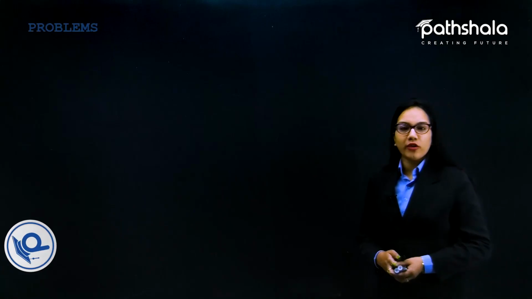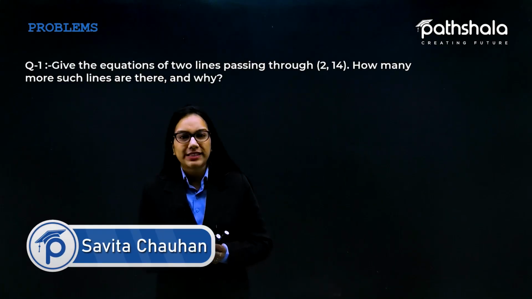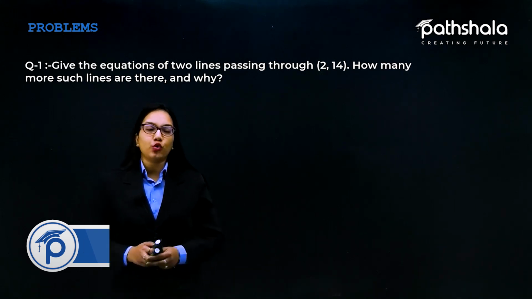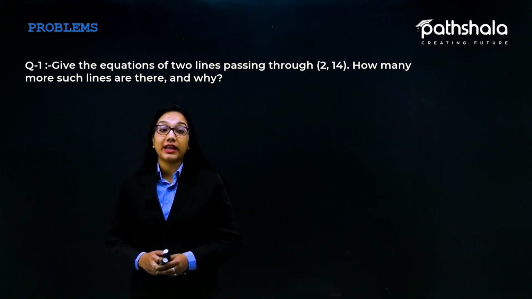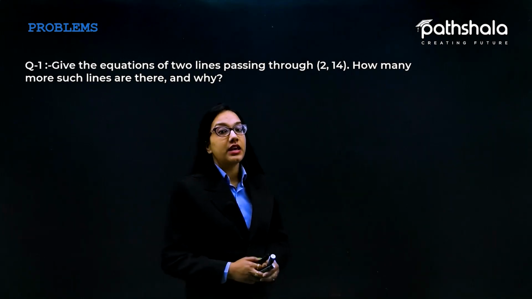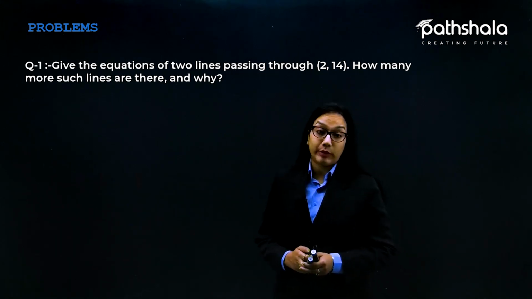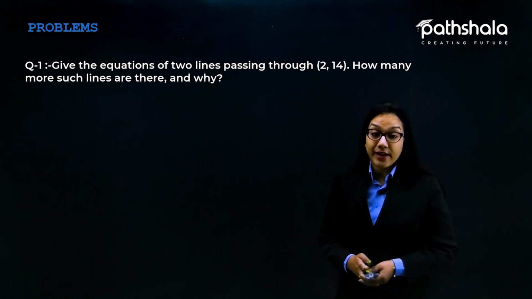So let's just move on further towards some of the problems related to it. Question number 1 says, give the equations of two lines passing through (2, 14). How many more such lines are there and why? So it says we have to give the equations of two lines that will pass through the point (2, 14), and how many more such lines are there and why.